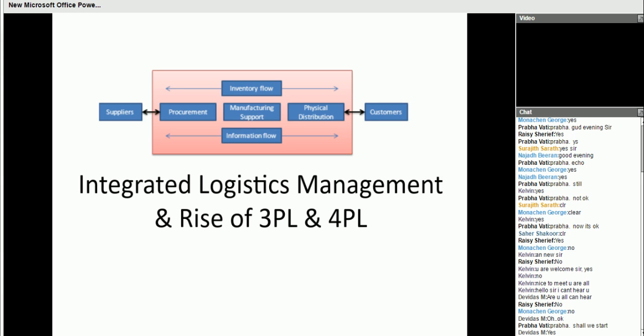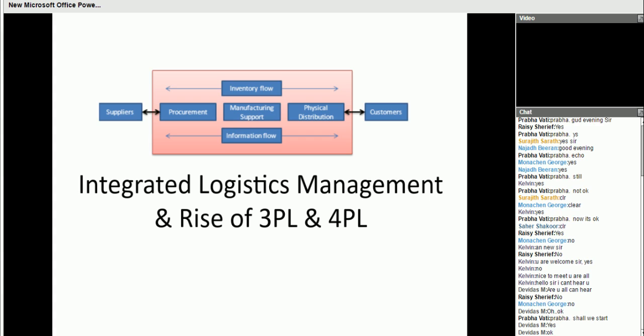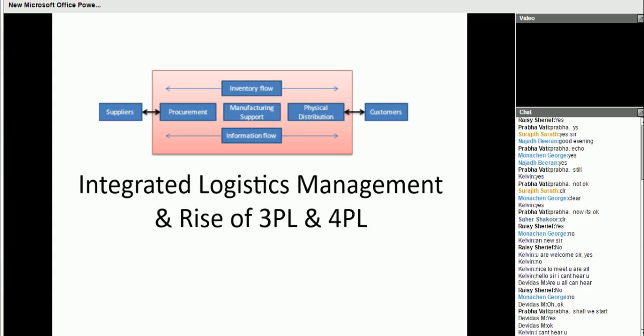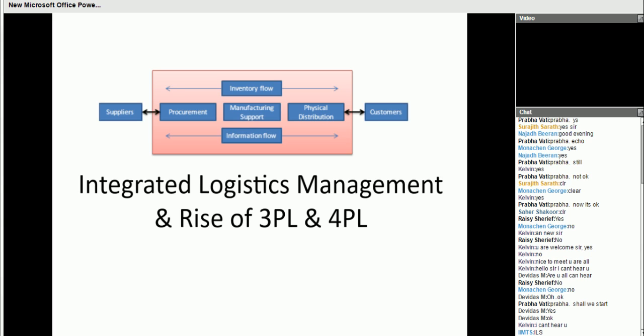So the first question that comes to everyone's mind: what do we mean by integrated logistics? What do we mean by the term integrated logistics? It means system-wide management of the entire logistics chain as a single entity instead of separate management of individual logistic functions. Also, you will find this in a lot of places: ILS. It means integrated logistics support.